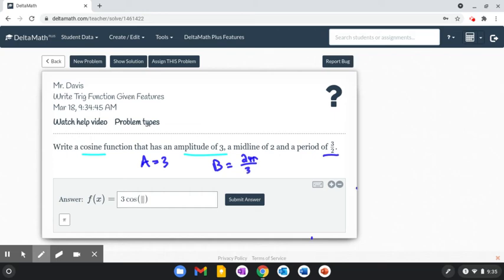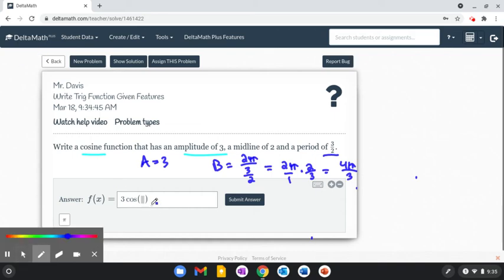So 2 pi over 3 over 2 equals 2 pi multiplied by the reciprocal, so times 2 over 3. This becomes 2 pi times 2 is 4 pi. 1 times 3 is 3. So that's 4 pi over 3. We always want to reduce it if we can. This is the best we can do here. So that will be 4 pi over 3x.